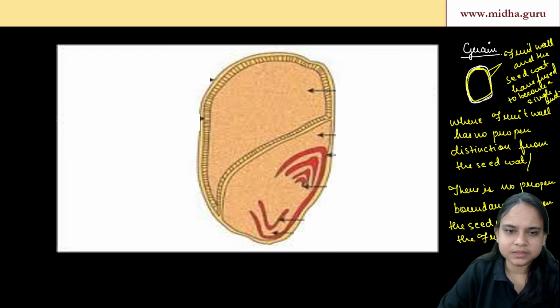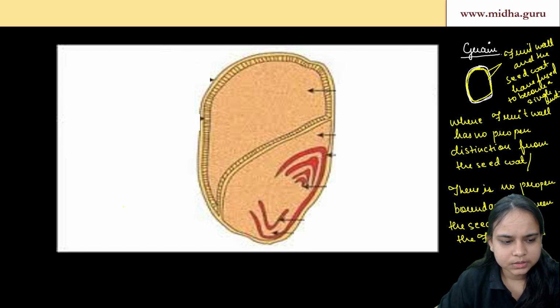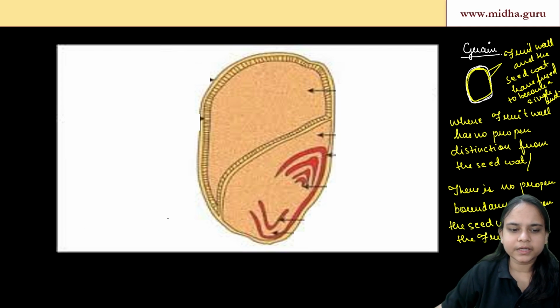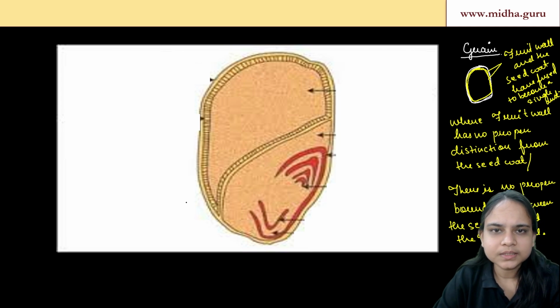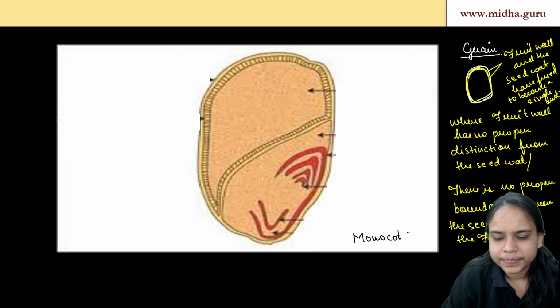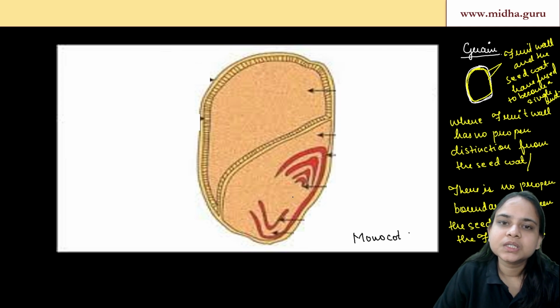Now let's connect with this diagram. In case of dicot, we know that cotyledon is called cotyledon, but in case of monocot, cotyledon is termed as scutellum. Okay, we use another term for cotyledon, which is scutellum.